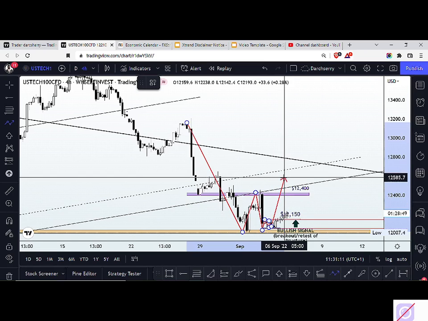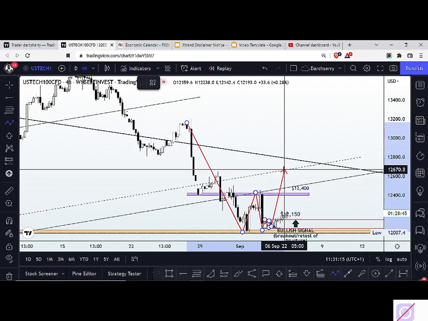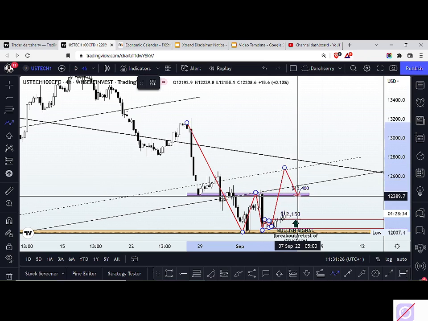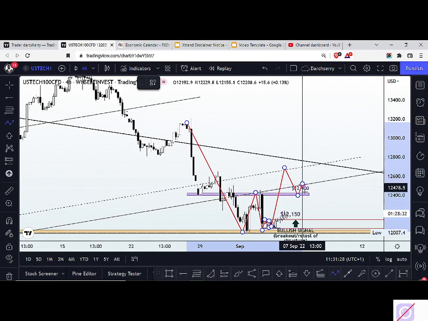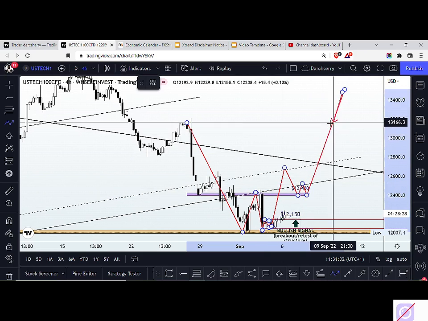So a double bottom structure will be confirmed when we see a breakout of the neckline here at the 12,400 area. So if we have a breakout of the 12,400 area, then that could likely be a signal that we have a confirmed double bottom structure, a confirmed reversal pattern, after which a retest of the neckline at the $12,400 area will give us a confirmation to join the rally to the upside.